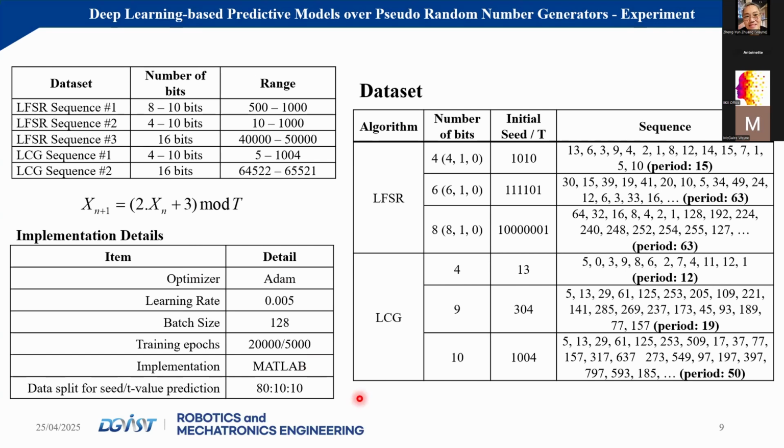These are the implementation details. We use the Adam optimizer, a learning rate of 0.005, a batch size of 128, and 20 epochs of 20,000 for seed prediction and 5,000 for subsequent prediction. This work was implemented using MATLAB. For the data split for seed and T-value prediction, we used the AT1010.